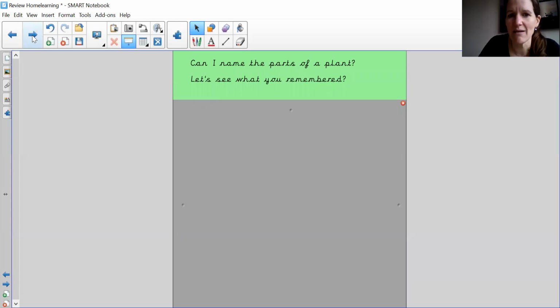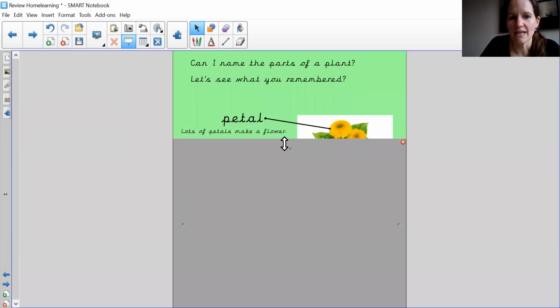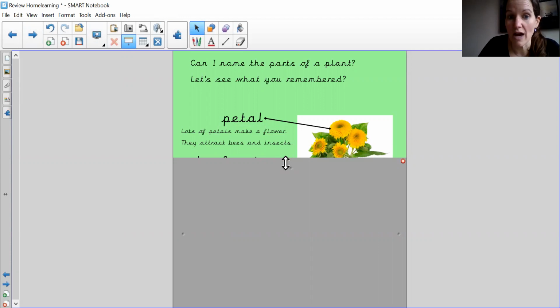Okay, let's see. Can I name the parts of a plant? Let's see what you remembered. Okay, so these are the petals, and lots of petals make a flower, and they attract bees and insects. Did you remember that? Do you remember that when you have your flower, it's bright, lots of bright colors, so the bees and the butterflies all come and they are attracted to it, and then they get the pollen and they're able to spread it around.